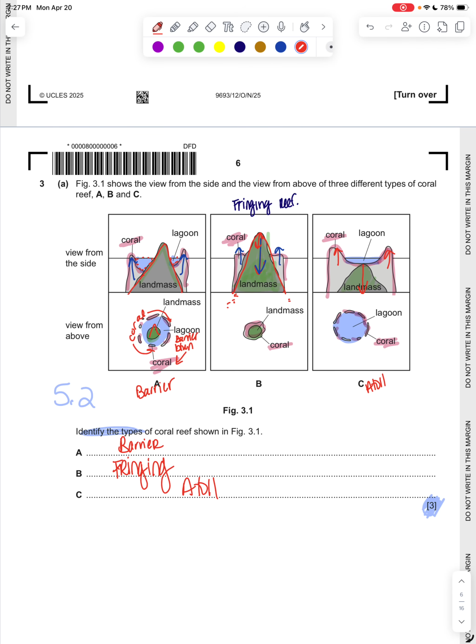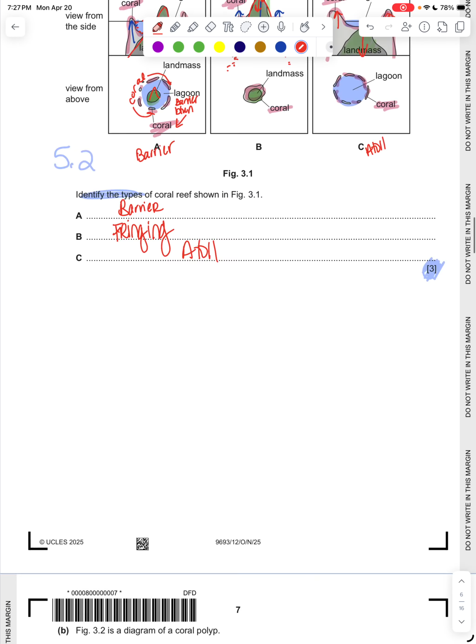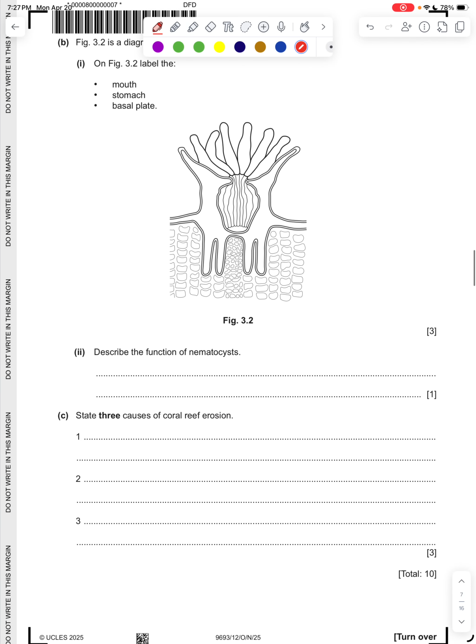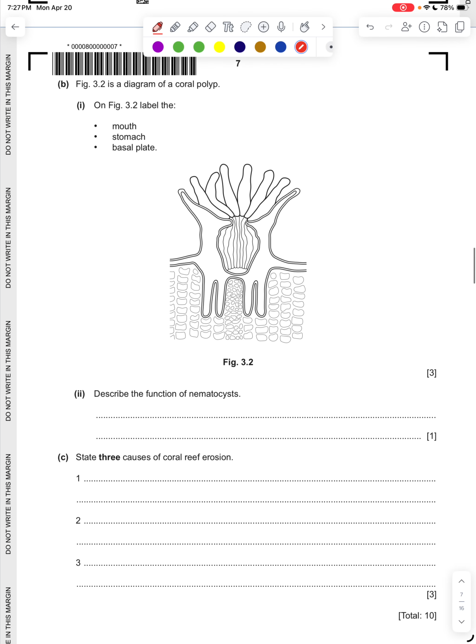All right, the next one. All right, finishing with our coral. They say a label line. Label the mouth, the stomach, and the basal plate. This would be something, if I'm not 1,000% confident, which a lot of percent, we might not have it, we want to use a pencil.